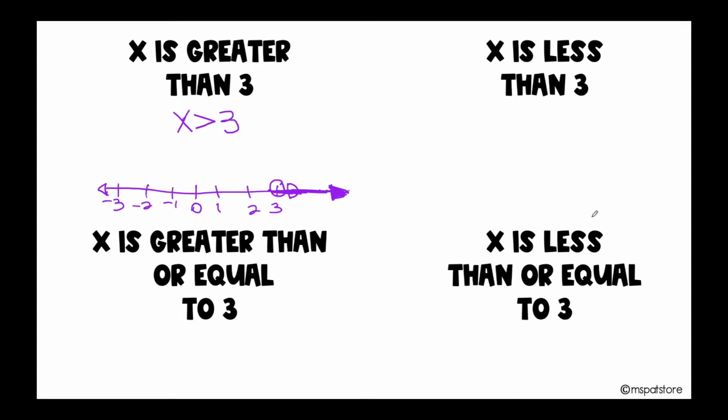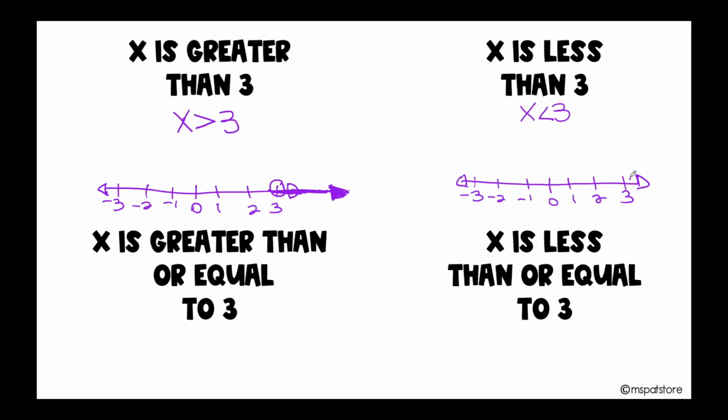Let's take a look at this one. x is less than 3. Draw your number line: 0, 1, 2, 3, negative 1, negative 2, negative 3. Please make sure that you leave the same distance between each one of the numbers. I am just doing it like this because of the tool that I'm using to record this video.